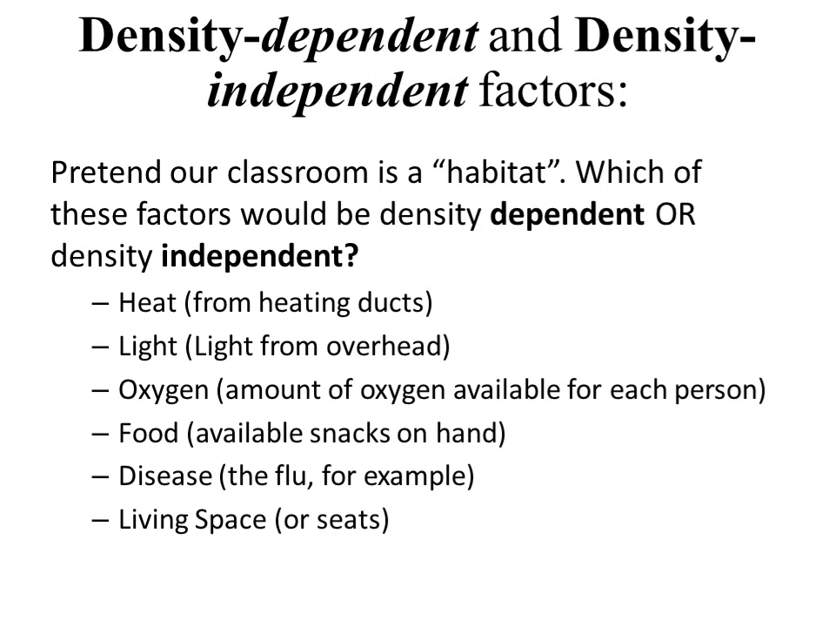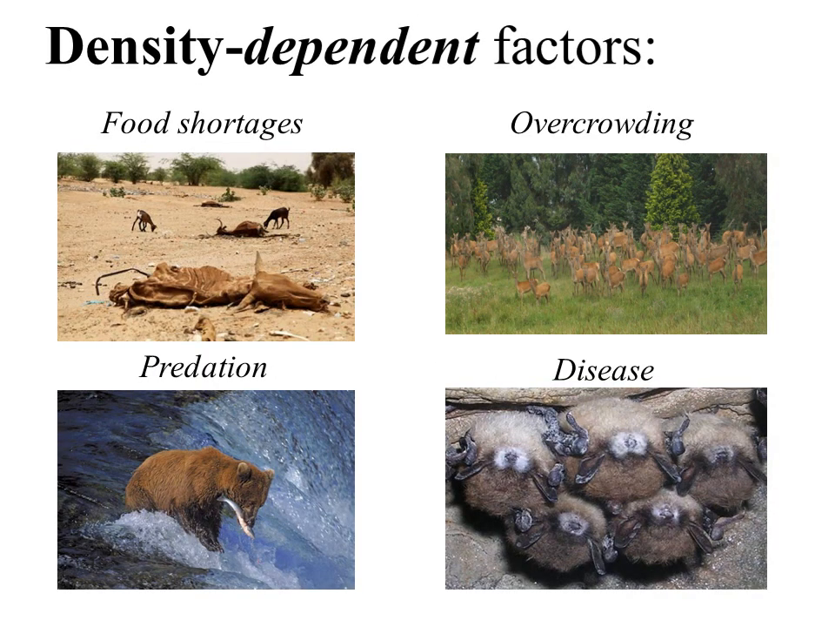Finally, living space, obviously, is density-dependent. There's more living space if there are fewer people, less if there are more. So density-dependent factors, again: food shortages, overcrowding, the seats issue, predation. Predation tends to increase when there are more individuals. So bears will seek out salmon runs where there's a high density of prey to choose from. And disease more likely affects crowded areas than uncrowded because it can pass from individual to individual very quickly.